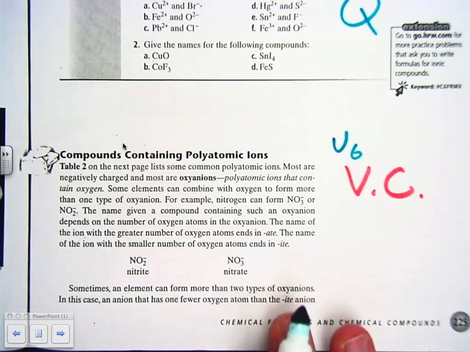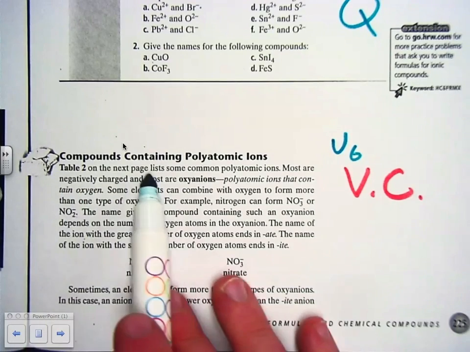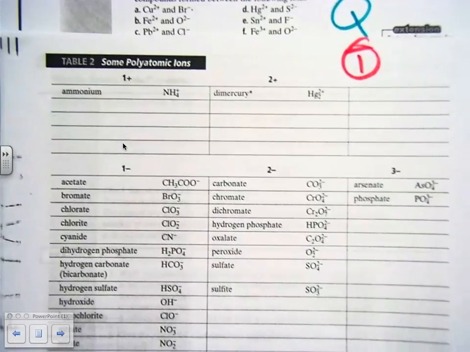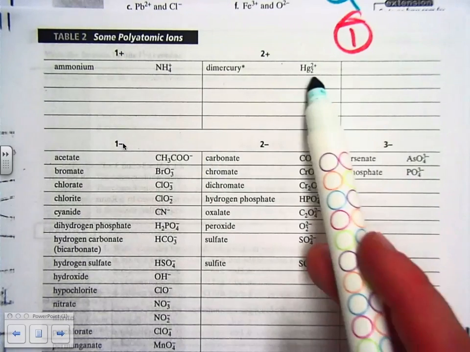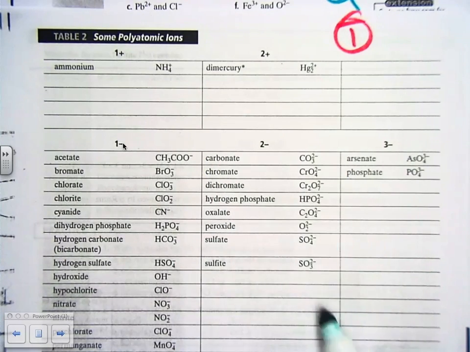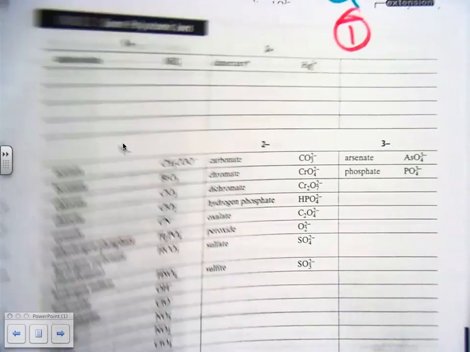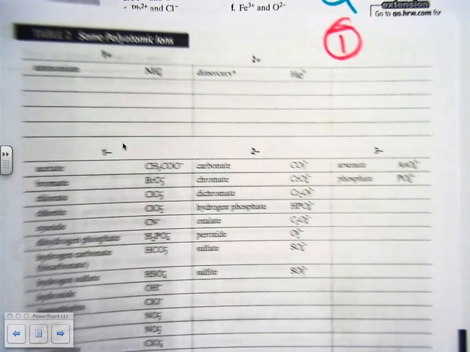Compounds containing polyatomic ions. Table 2 on the next page lists some common polyatomic ions. Let's look at the next page for that table. Some polyatomic ions: NH4, dimercury, check them out. These are also on the slideshow I've made available to you for practice. You need to memorize all of these ions and their formulas and their charges.